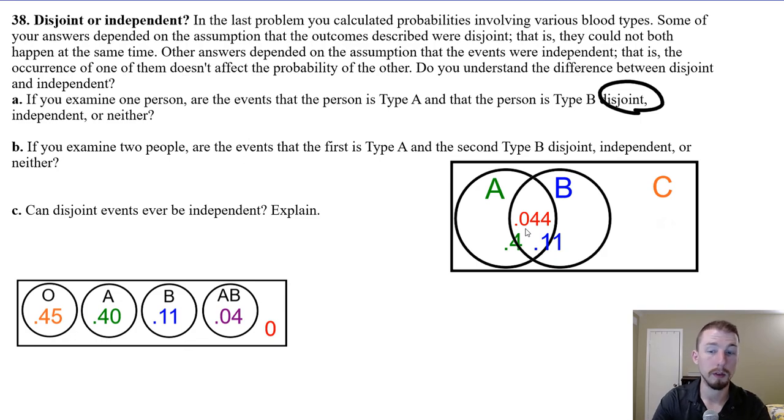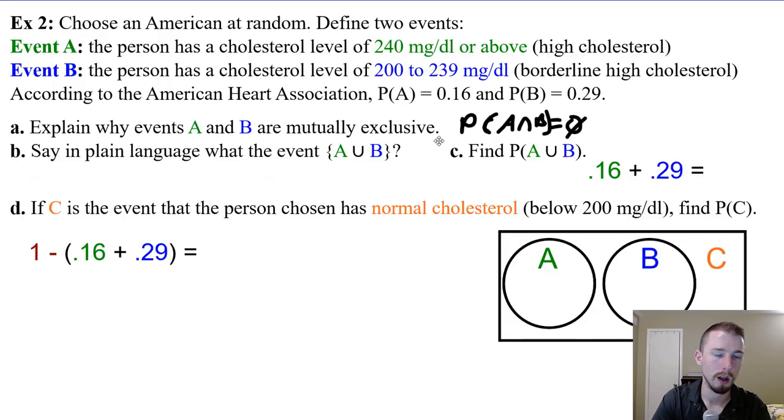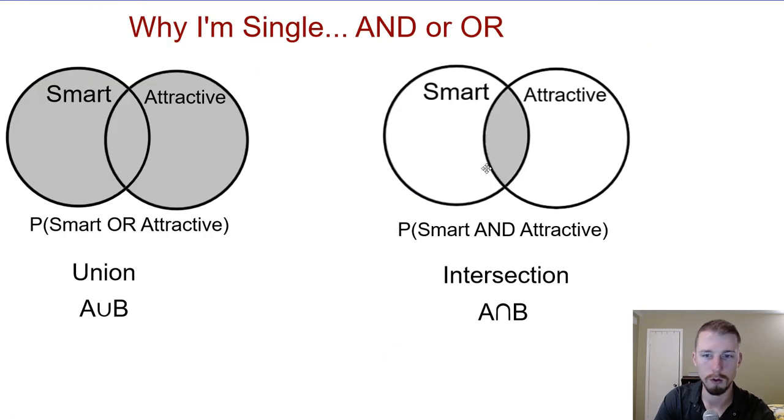So the probability the first one is type A is 40%. The probability the second one is type B is 11%. So if they're independent, meaning if the first person is type A, it's not going to change the probability of the next person being type B. We do see those probabilities changing in other cases. Let me go ahead and show you that real quick.